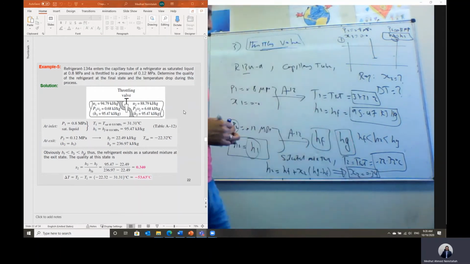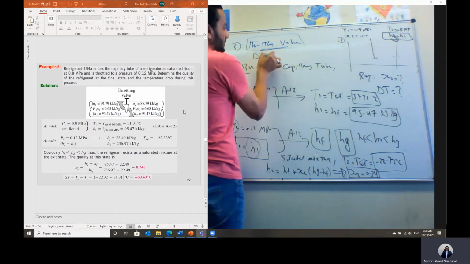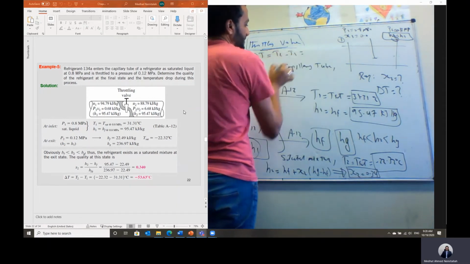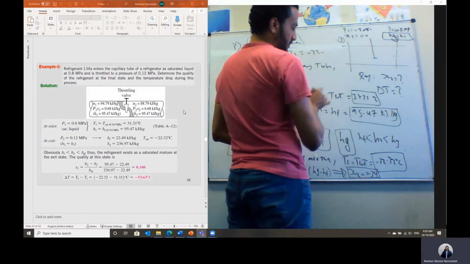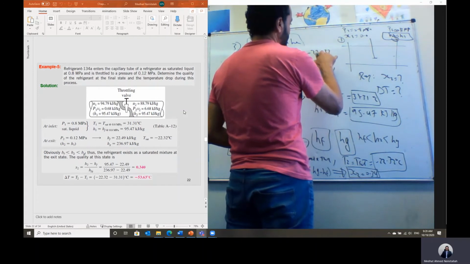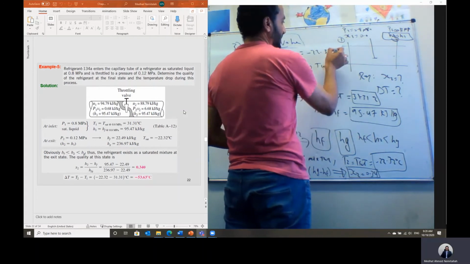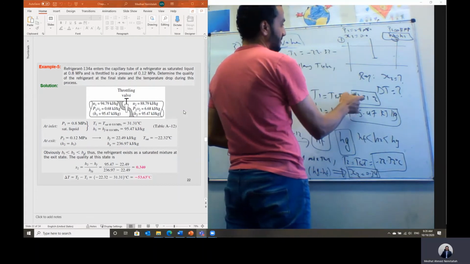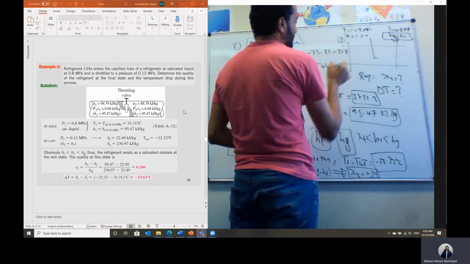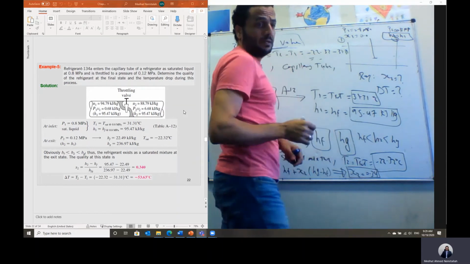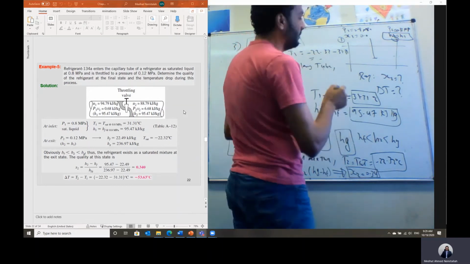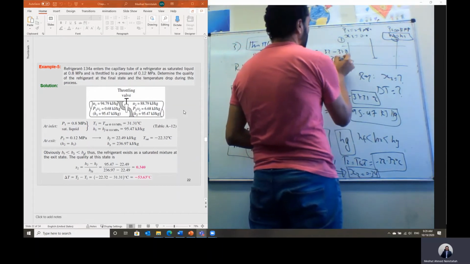Right? Here, also we need to calculate delta T. So delta T will equal what? T2 minus T1. T2 is equal to minus 22.32. This is T2 minus T1. T1 is 31.31. Okay, so it will be negative. So it will equal a kind of minus 53.6 degrees.